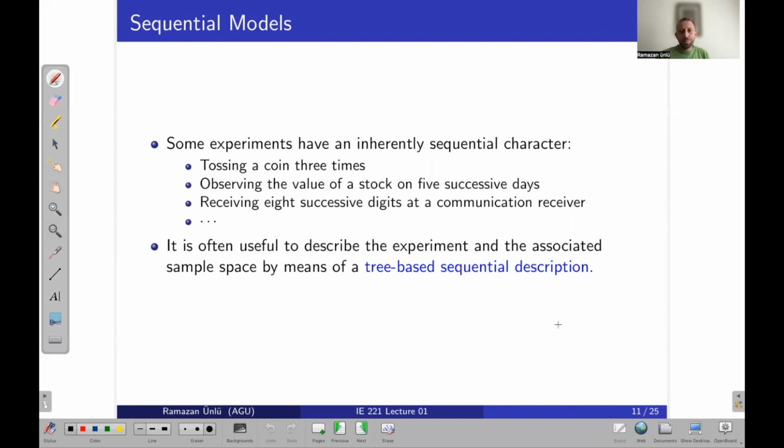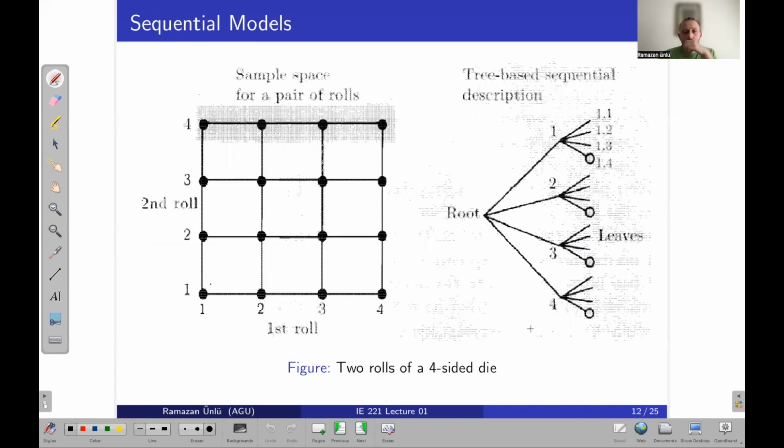This time, I look at, or I received, 8 successive digits, like a time series. Okay, so these are the sequential models. And if you have to deal with some sequential experiments or some sequential events, you can use the tree-based sequential description.